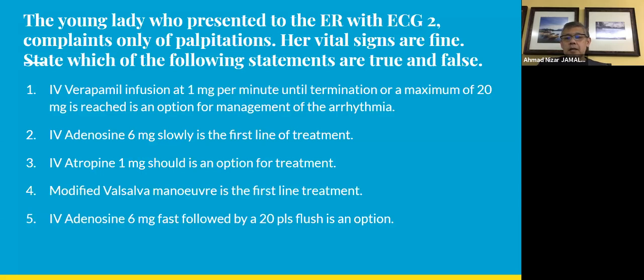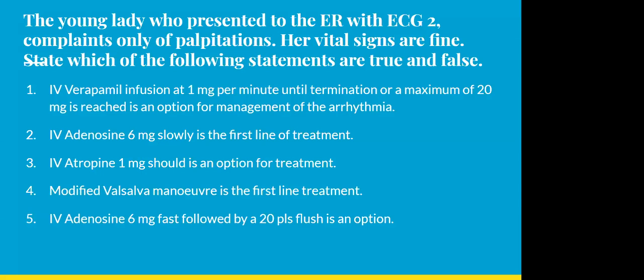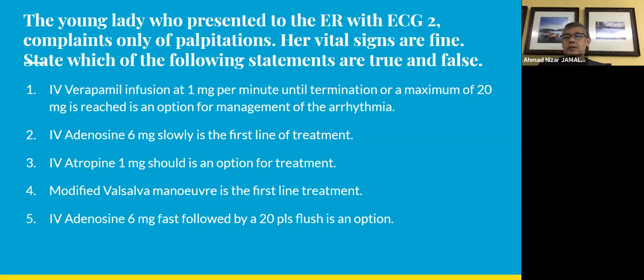Now, third statement, IV atropine 1 milligram should be an optional treatment, is false. Atropine is never used for tachycardia. It's actually used for bradycardias. So that is definitely false. Number 4, modified Valsalva maneuver is the first line treatment. That is true. You should attempt a Valsalva maneuver before you actually try drugs, because that's safer as well.